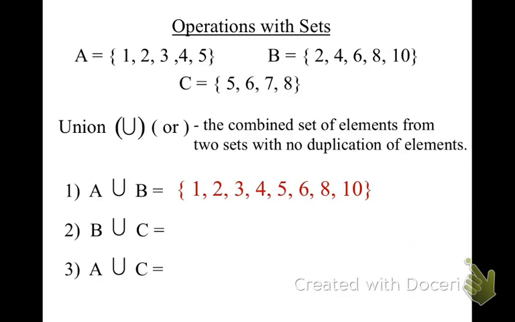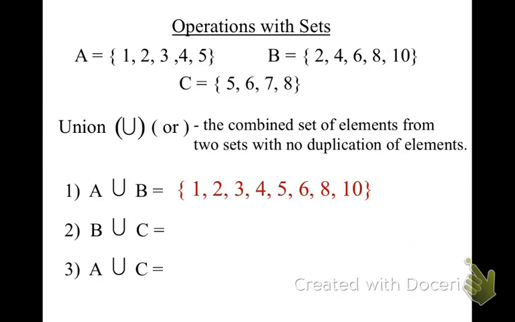1 is in set A or set B. Okay, 2 is in both. 3 is in A. 4 is in B. So it's the union of both, one or the other. B union C. Pause the tape, and I want you to do 2 and 3 and look for the union. List the union. Now check your work.